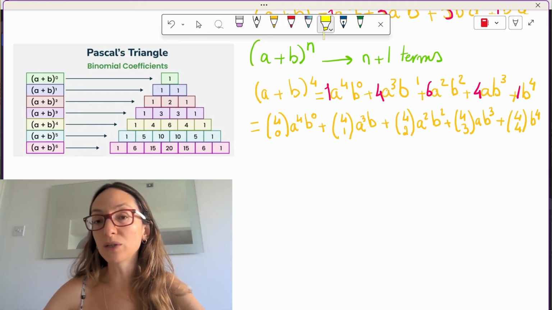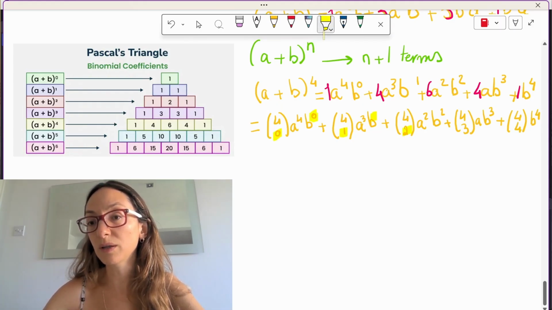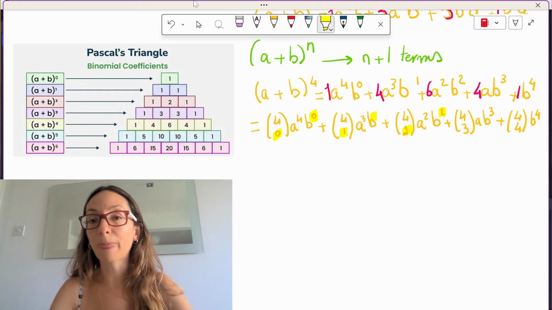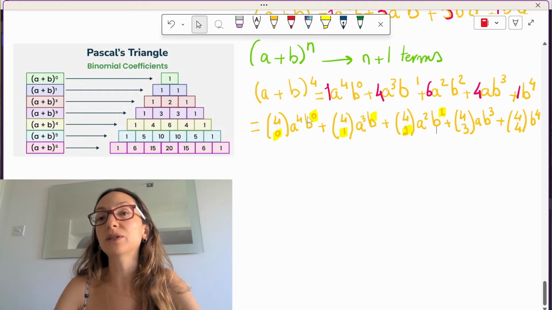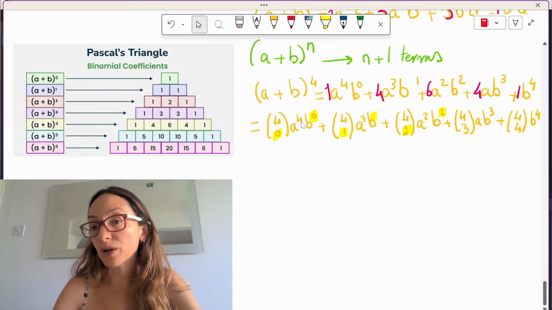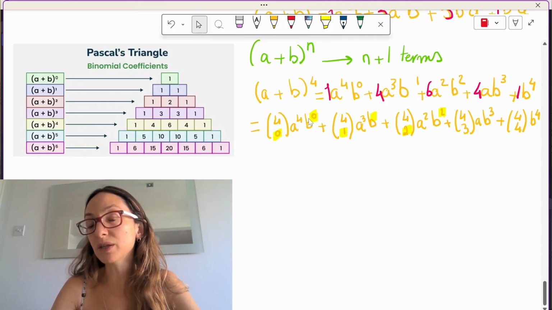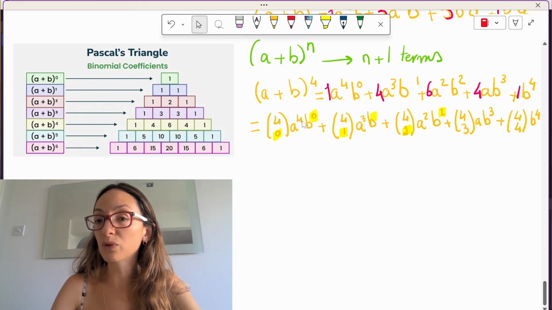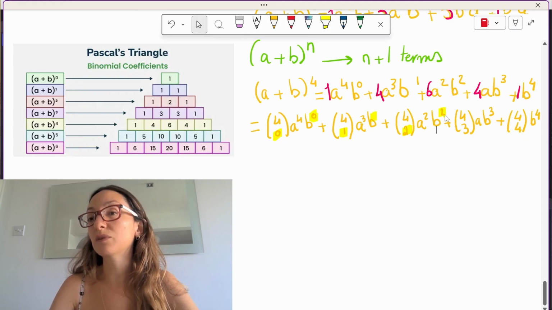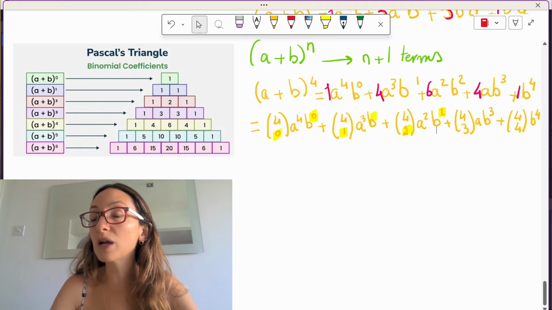The first thing you might notice is that the power of b is always equal to the value of r. 1, 1, 2, 2, 3, 3, and so on. And as we said earlier, the sum of the powers is always equal to n. So in this case, 4. So here, since we've put 0 here, then what's left is 4. Since we already have a power of 1 here, what's left is 3. Here we have 2, then what's left is 2, and so on.